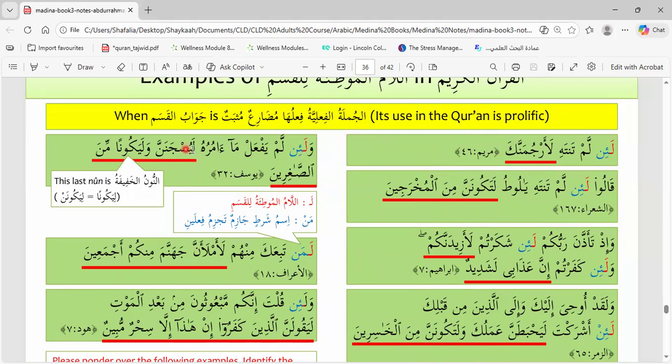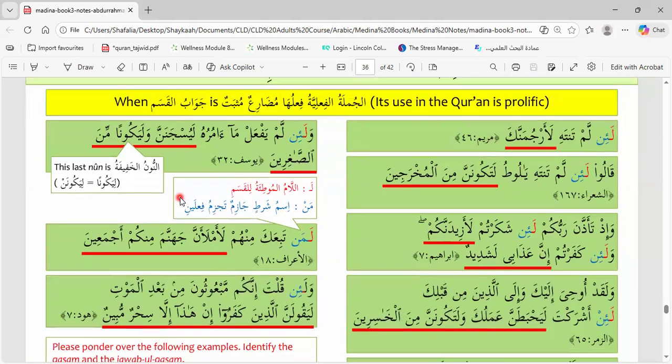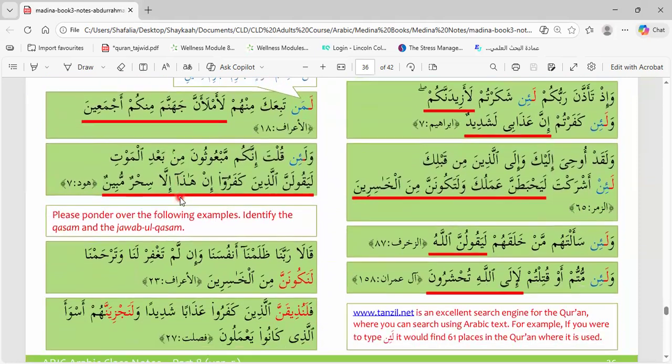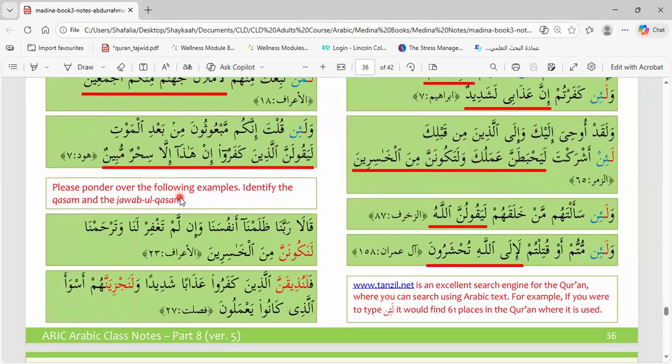And then here you have the lam, the lam or noon al-khafifa on the last noon. Then you have the lam and the min. So this should be quite easy to try and identify. This one is where you need to really think hard, inshallah. We will inshallah go over this next lesson.